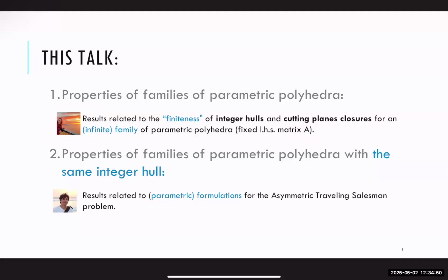For the second part of the talk, I will present properties of parametric polyhedra that have the same integral hull. And this is joint work with Gustavo Angulo. Here we'll present some formulations for the asymmetric traveling salesman problem.